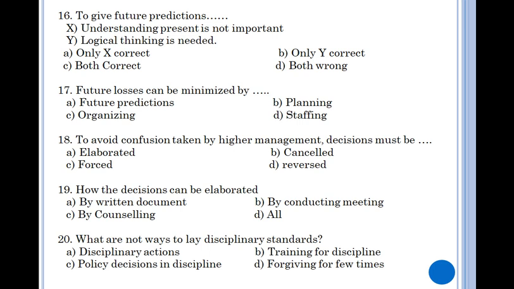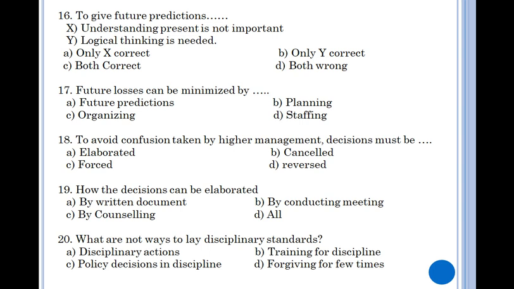Question number 17. Future losses can be minimized by: first, future predictions; second option, planning; third option, organizing; last option, staffing. So we have four options: future prediction, planning, organizing, and staffing. Future losses can be minimized by future predictions or by future forecasting. The option will be A.